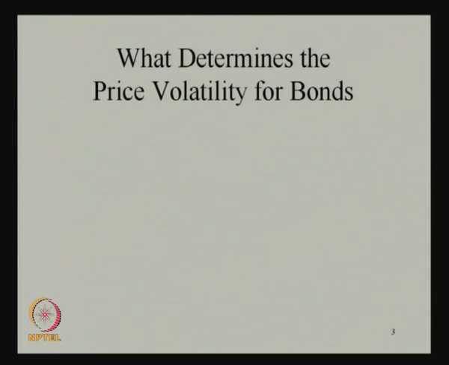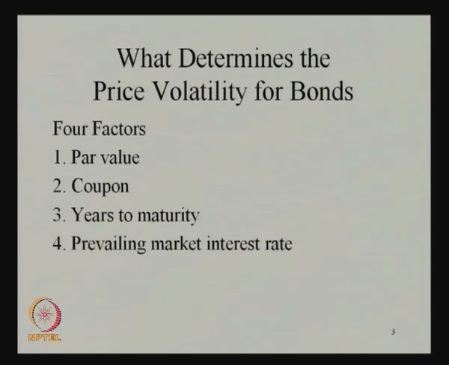Then what determines this bond price volatility? There are basically 4 factors which affect bond pricing. One is the par value of the bond, which we already know. Then we have the coupon, then years to maturity, then the prevailing market interest rate. These are the 4 factors which affect the volatility of bond pricing at a particular time in the market. So how does it basically work?